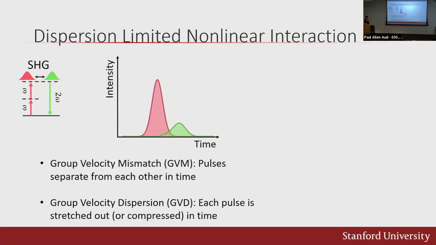Now if I have two pulses in a material at very different wavelengths, one at fundamental frequency omega and another at twice that frequency, I can't just send those into the material and expect them to stay overlapped for the whole propagation length through my waveguide. Those two pulses are going to separate out. That's their group velocity mismatch, the rate at which they separate and no longer interact. I also have the group velocity dispersion, which is the rate at which each pulse spreads out in time. This gives me a very short interaction length, and a very weak nonlinear interaction.